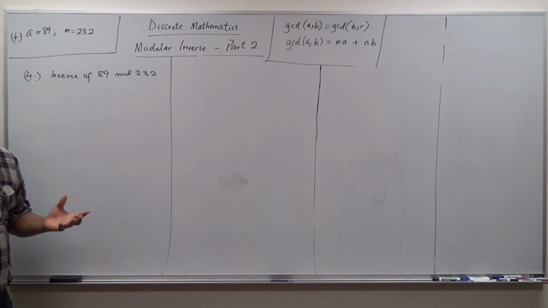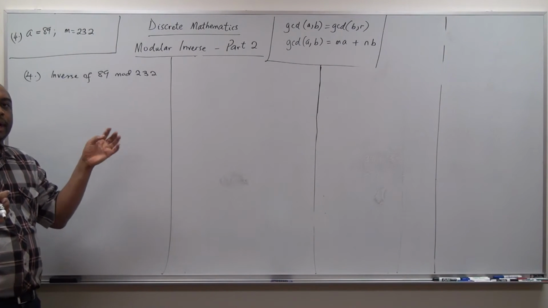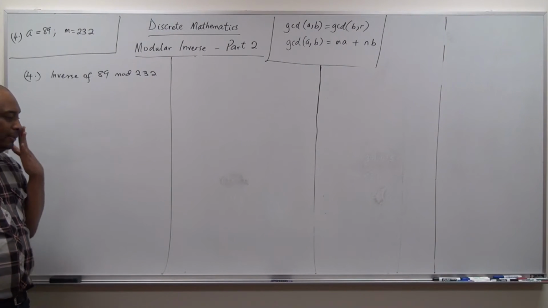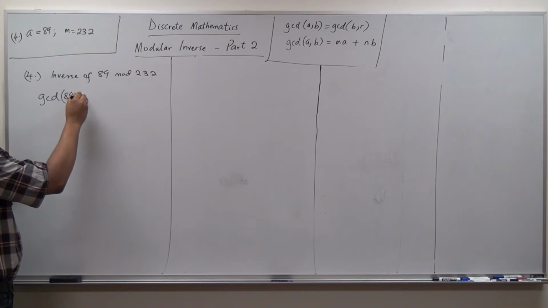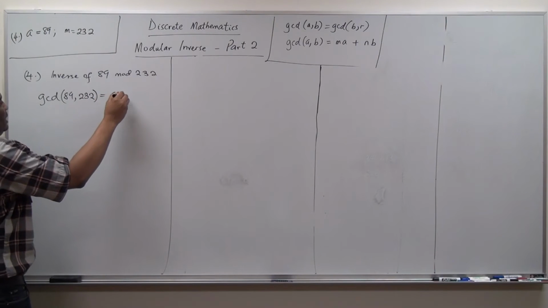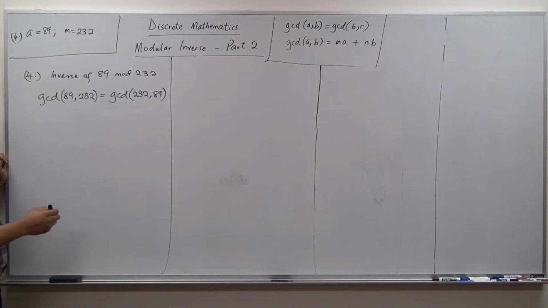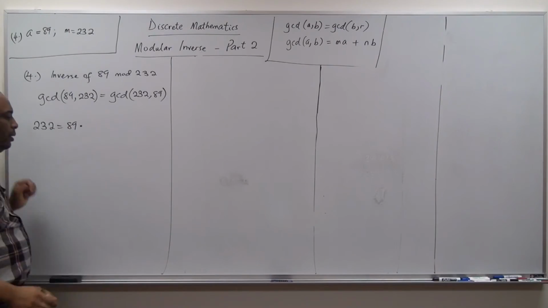In this case, we want to first of all make sure that 89 and 232 are relatively prime. And what do we mean by relatively prime? It means that the GCD of 89 and 232 should give us 1. I don't know what it is, so let's see. So we have that GCD of 89 and 232 is the same thing as the GCD of 232 and 89, right? So 232 will be equal to 89 times what?